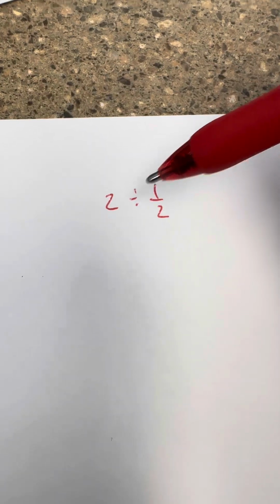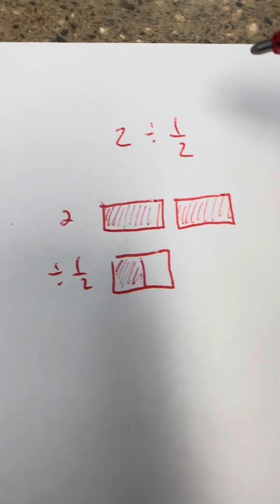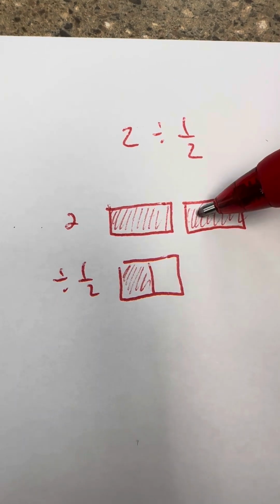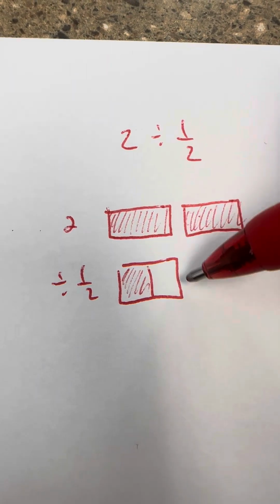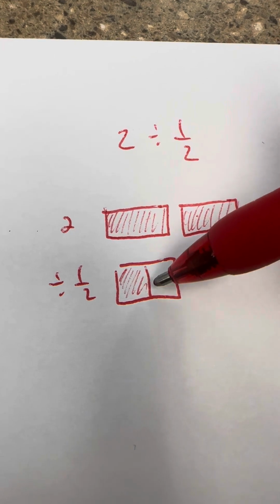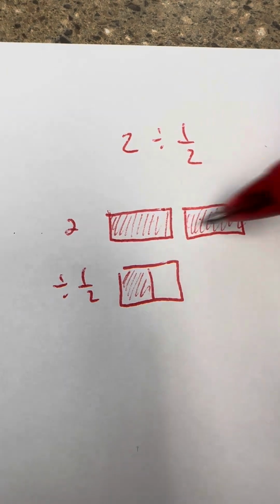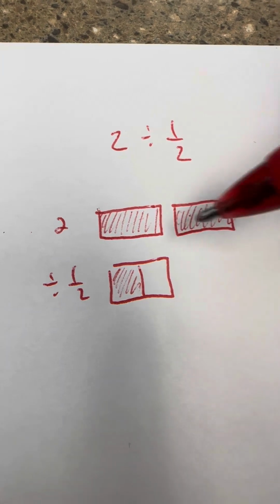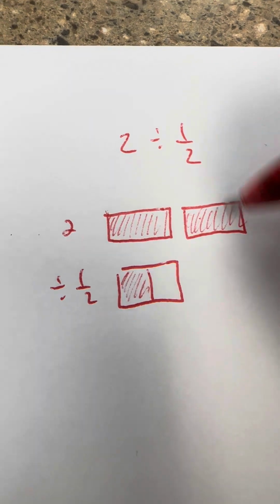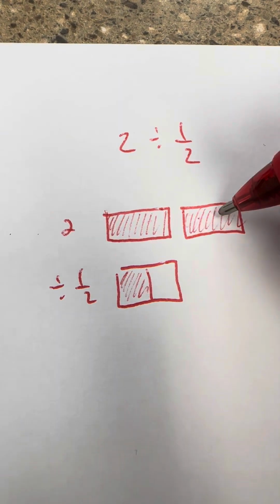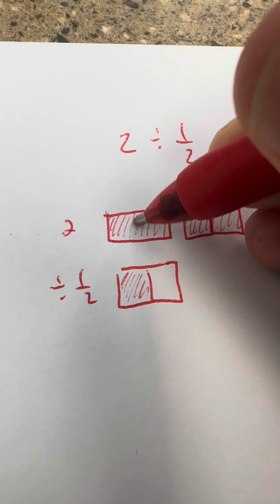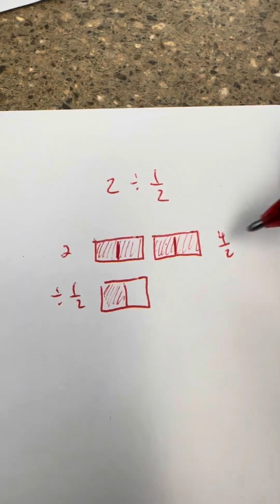Now let's take a look at example number 2. So I'm going to make a model for 2 divided by 1/2. You can see here that I have 2 whole amounts and I'm dividing it by a half. And the question here again is trying to figure out how many times does this half fit into these 2 whole amounts. So to make it easier, since this is cut into half, I'm going to make these into halves as well.